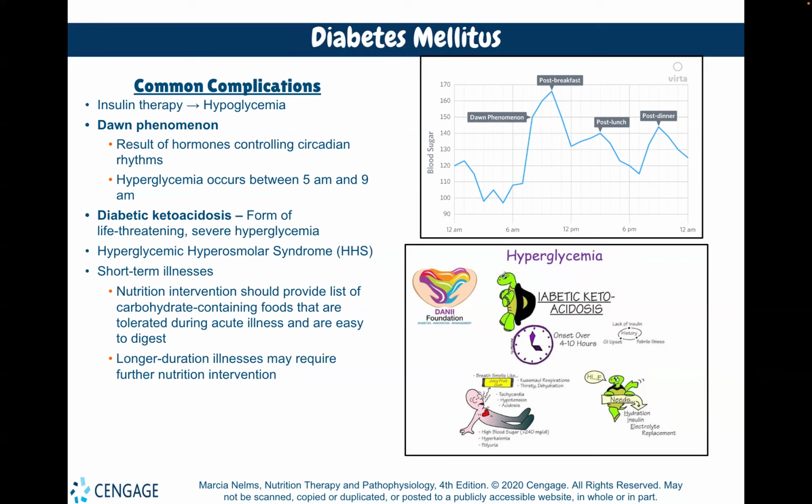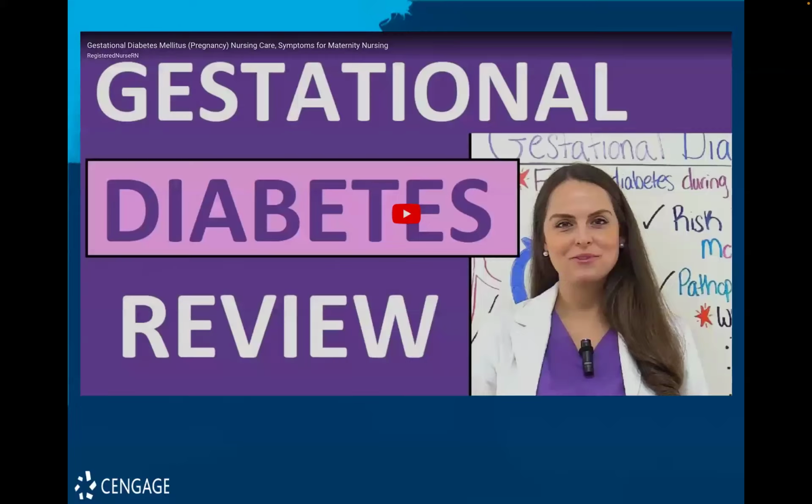I already talked about DKA, but other than that, what we really need to understand is that short-term illnesses can affect a person's regimen, and it can affect their blood sugar as a whole. And so we have to help them understand those things.